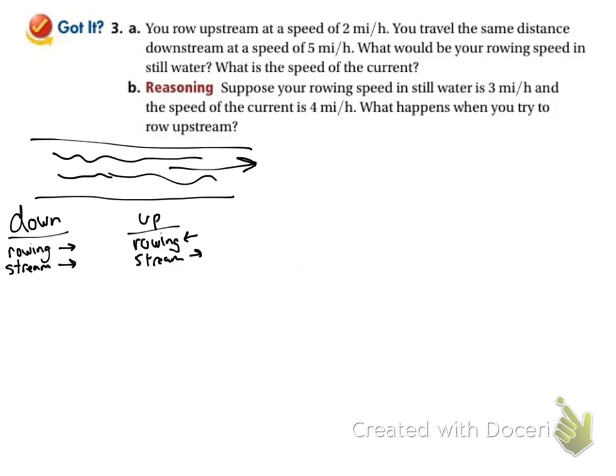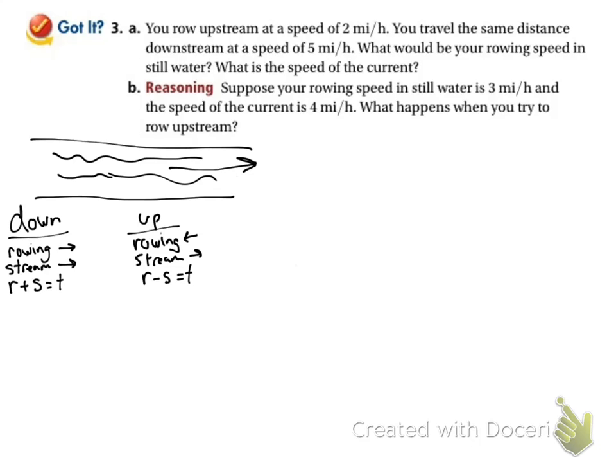So we can set this up. In this situation, the rowing and the stream are working together. So let's use R and S. So R plus S, and we'll call that equals our total. When we're rowing upstream, they're fighting against each other. So we've got R minus S equals T.